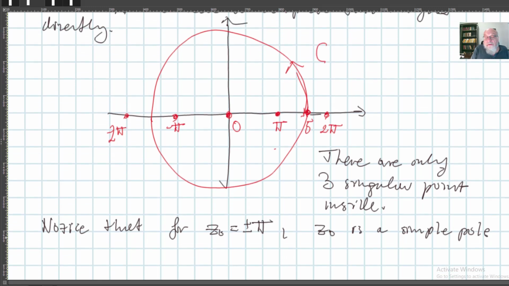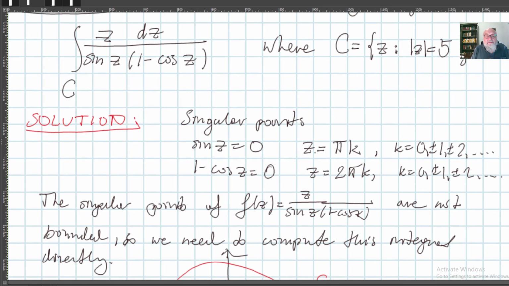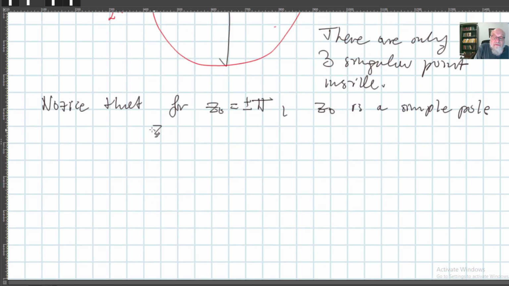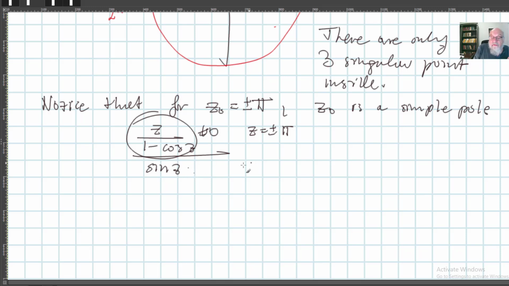You can see it. Cosine will be different than 0. So let's justify. This is z, this is 1 minus cosine of z, and this one is sine of z. If you put here z equal to plus minus pi, that value is different than 0, but that one gives you 0. But the derivative of cosine of z at that point is equal to minus 1, definitely different than 0, so this is a simple pole.